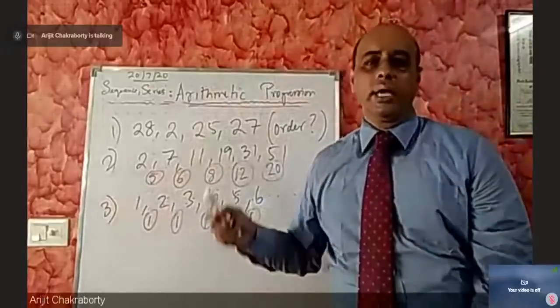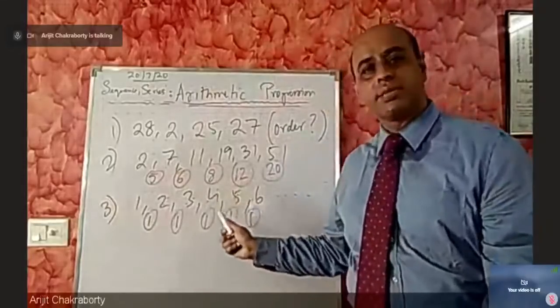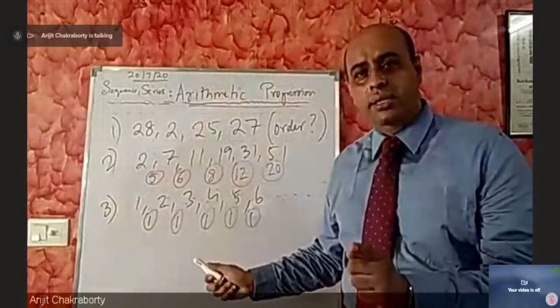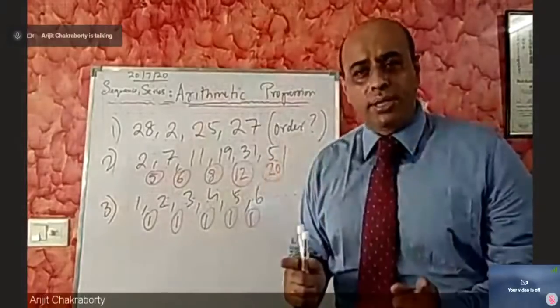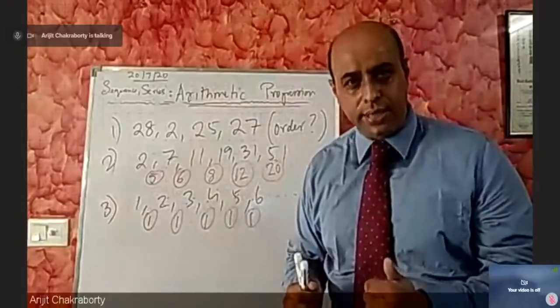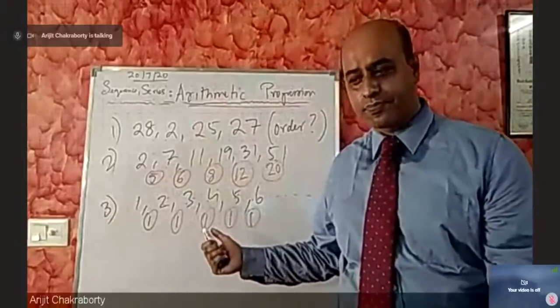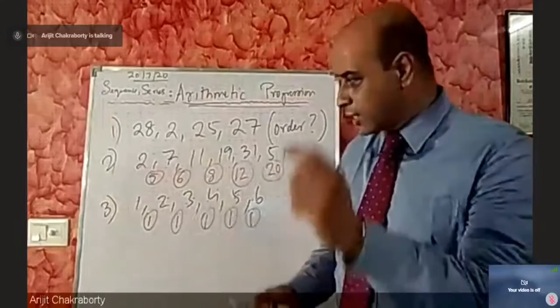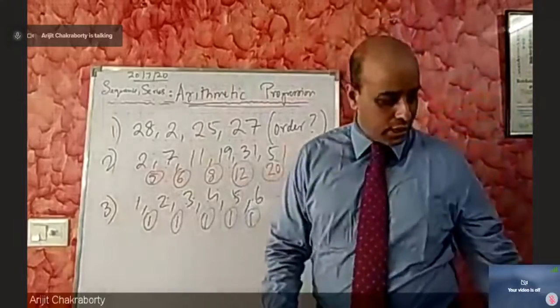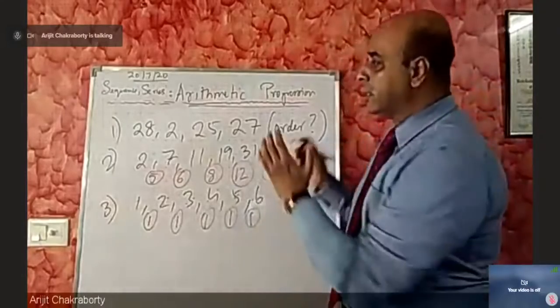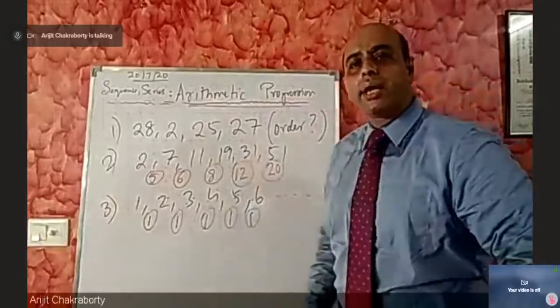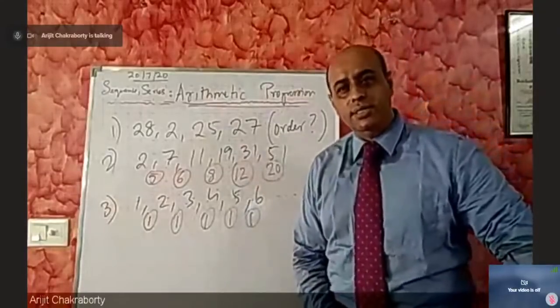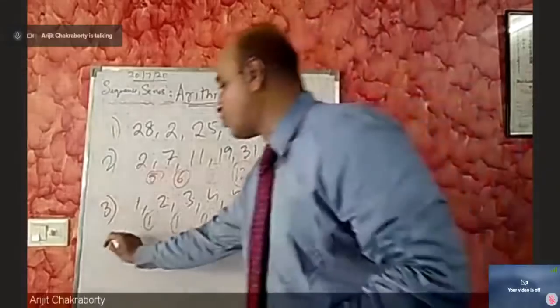Why? Because the difference between two successive digits is constant. That means the common difference is the same. It is 1 in this particular case. Okay, let's see the next one. So I hope you can see the difference between what is a sequence and what is an arithmetic sequence. Let us see the next one, number 4.